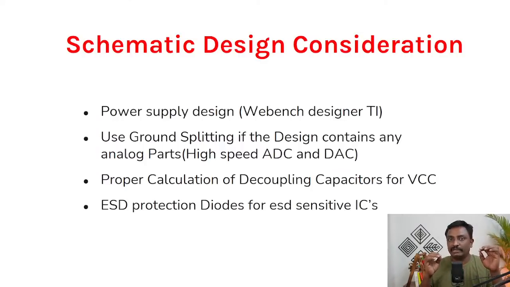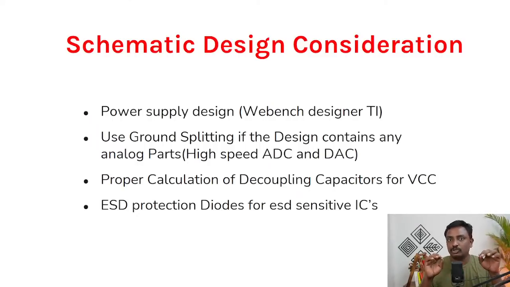Ground splitting is essential whenever you have a high-speed ADC and high-speed DAC inside your design. For example, if you have a camera interface board, or some multimedia interface like an audio interface, where you have high-speed ADC and DAC ICs, you will have analog grounds as well as digital grounds. You have to do proper ground splitting. When you put a multimeter between the analog ground and digital ground, there will be a connection, but it has to be split and connected via a ferrite bead.